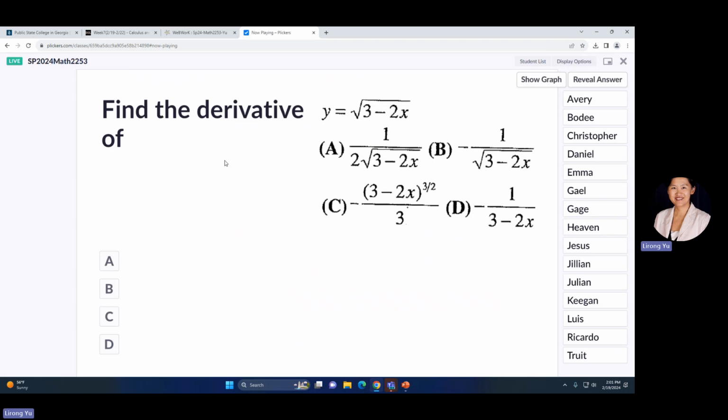If the original function is square root of x, then the derivative is 1 over 2 times root of x. That's the relation between the original function and the derivative function. Now, this is not square root of x, it's square root of 3 minus 2x. So there's some extra thing that we'll have to calculate. These answers are all kind of similar, but try to figure out which one makes sense.